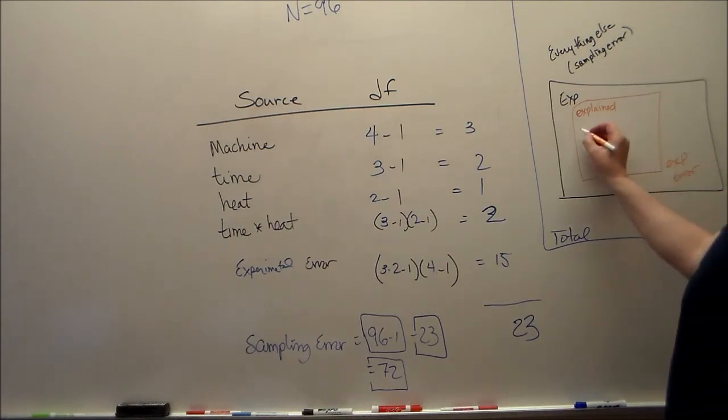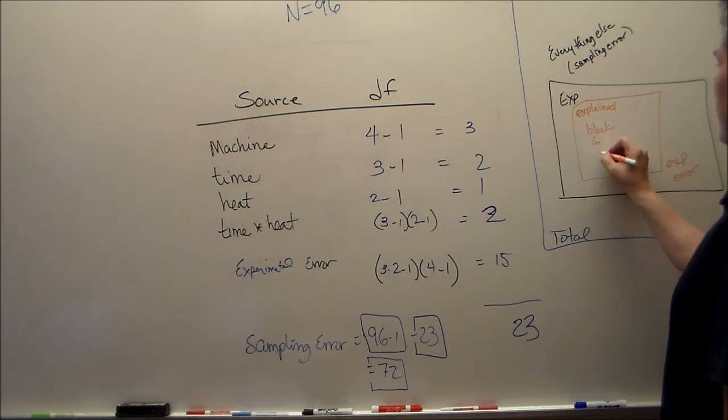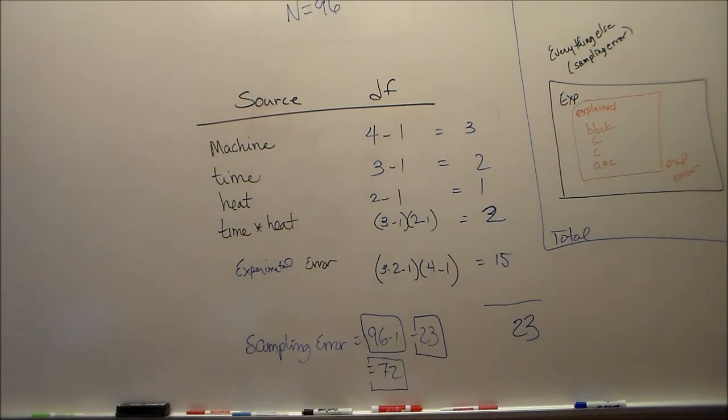And in this explained, we've got the blocking, we've got the A, we've got the C, and we've got the A by C. So using this light blue, block consists of 3, A consists of 2, C consists of 1, the interaction consists of 2, so the explained consists of 8. The experimental error is 15. 8 and 15 is 23, so everything dealt with by the experiment is 23 degrees of freedom. And then the sampling error is everything that's left over, equals 72.